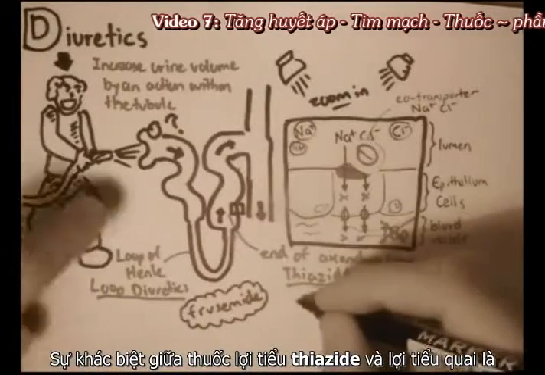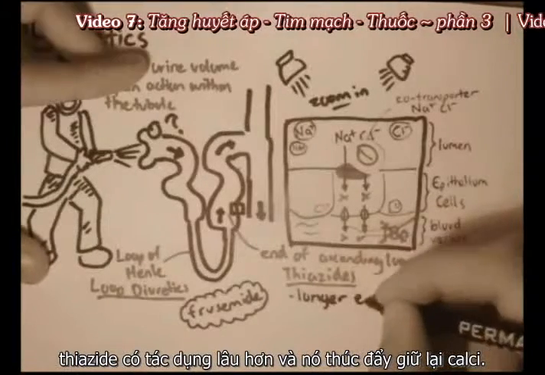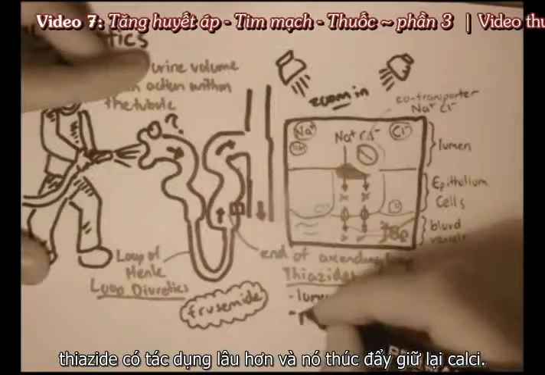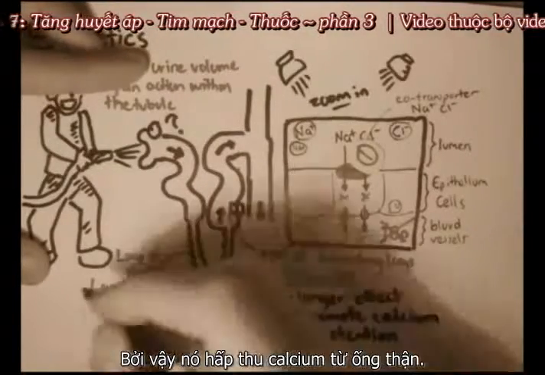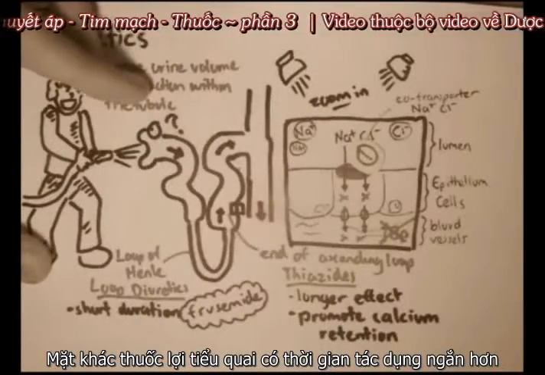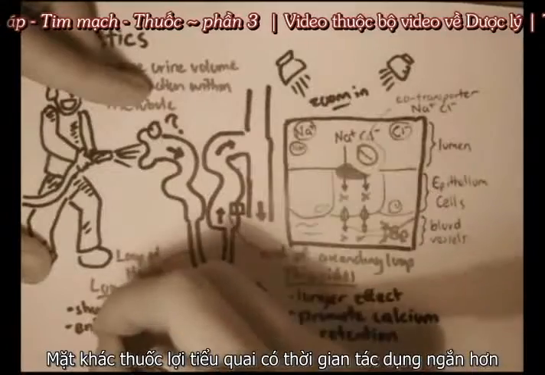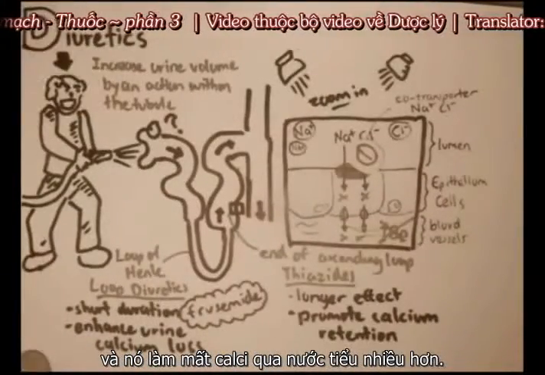The difference between thiazides and loop diuretics is that thiazides have a longer effect, and they promote calcium retention, so they absorb calcium from the tubule. Loop diuretics, on the other hand, have a short duration, and they enhance urine calcium loss.